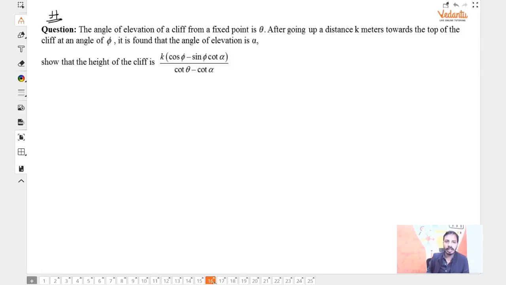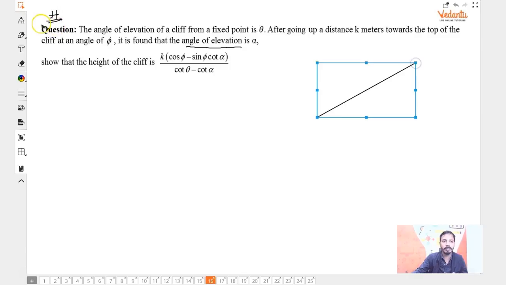This says the angle of elevation of a cliff from a fixed point is theta. After going up a distance k meters towards the top at an angle phi, it is found that the angle of elevation is alpha. Now you need to understand one thing: what is angle of elevation? Those who know this, try to solve it, and those who have a doubt about what angle of elevation is, just see here.